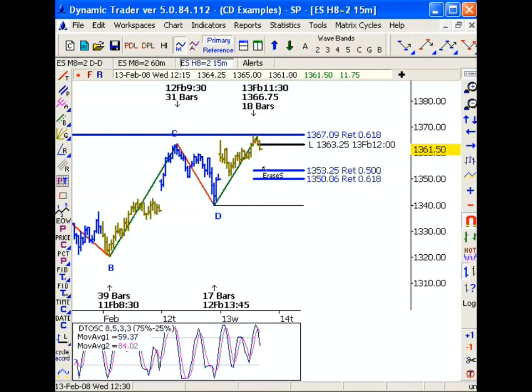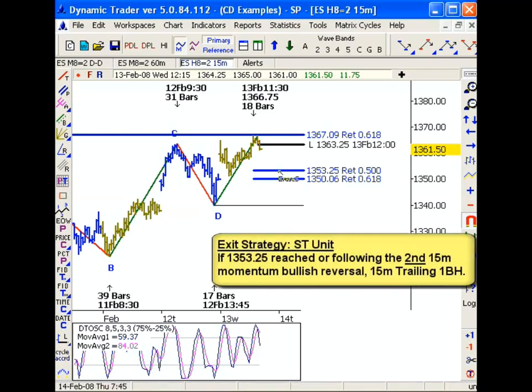And we're going to look for, if the market reaches 1353.25 or lower, and I should say, the 15-minute momentum makes the second bullish reversal, we will then trail our stop 1 tick above the trailing 1 bar high. So either reaching 1353.25 or 2 smaller time frame 15-minute bearish reversals. Either of those conditions, we're going to trail the stop at the 1 bar high in the 15-minute data.